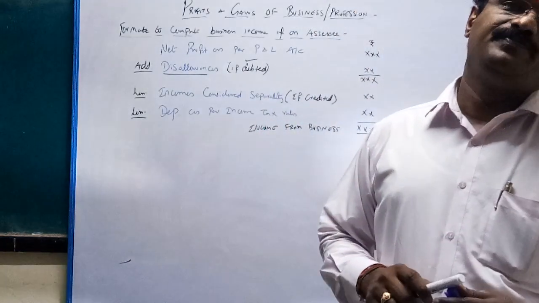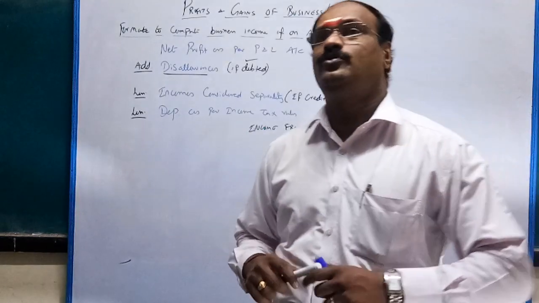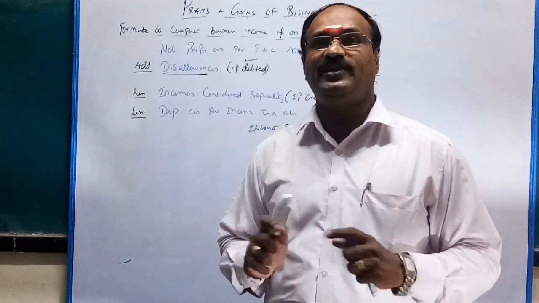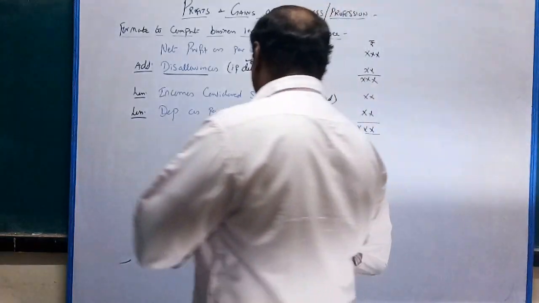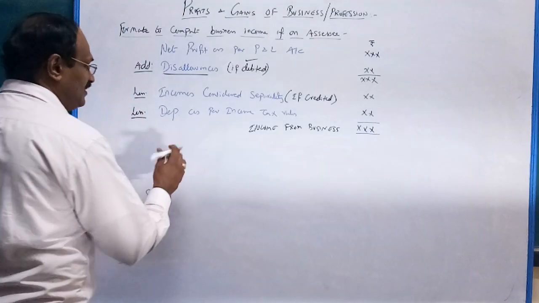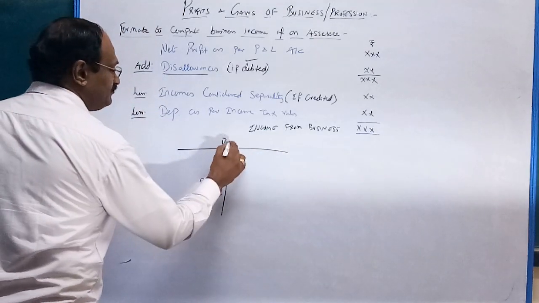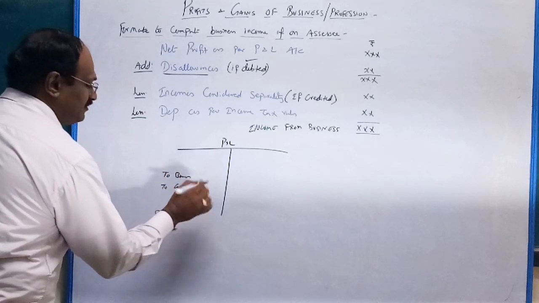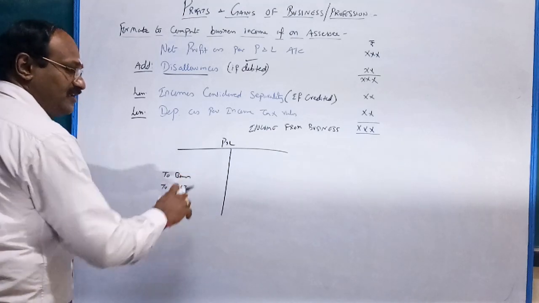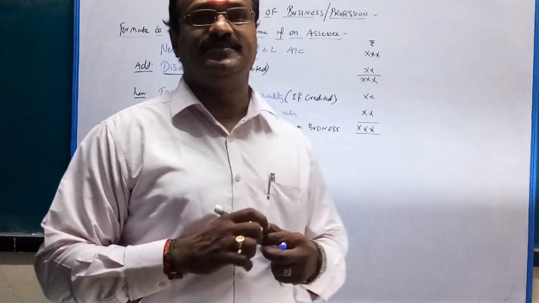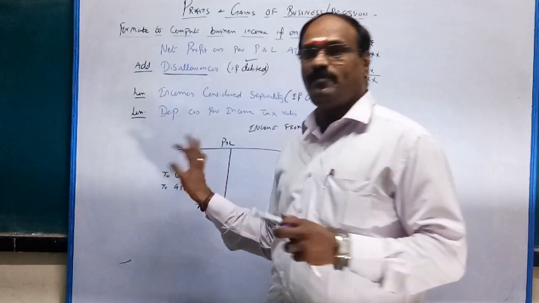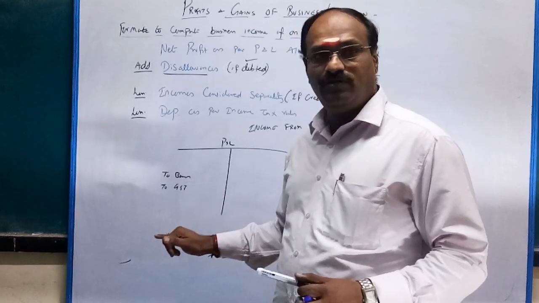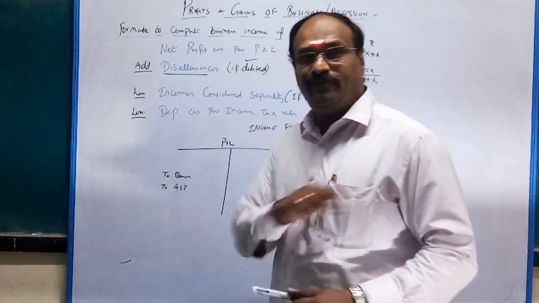Section 43B. Certain payments allowed only on payment basis. Payment should be made before the due date of filing return of income. That is, in the profit and loss account, bonus and GST. These payments are allowable only on payment basis. They are not paid, they are just claiming bonus to employees. It's payable. So these two items will be allowed provided these two payments are made before the due date of filing return.